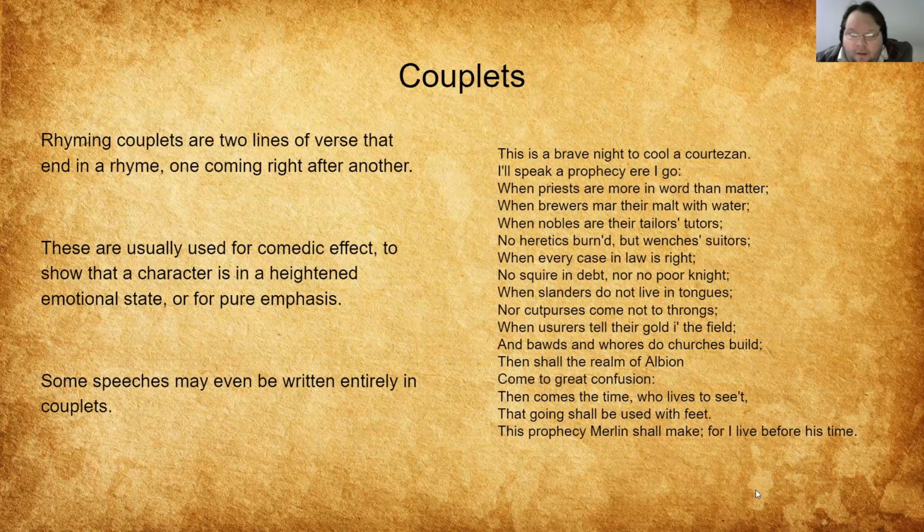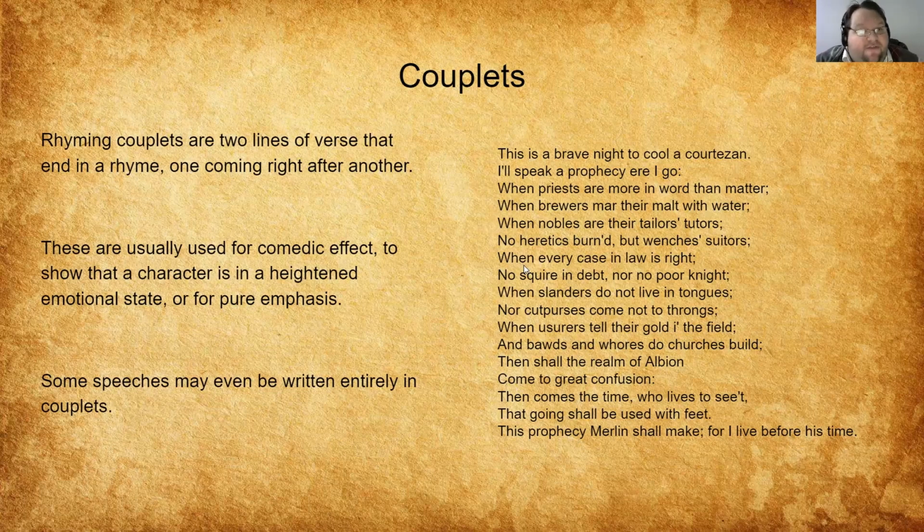But we can look down here towards the bottom. Then shall the realm of Albion come to great confusion. Well, that doesn't rhyme. But remember what I said earlier about being able to separate out that "shun" at the end. So instead of "confusion," it becomes "con-fu-si-on." Albion and confusion, that rhymes a little bit better.